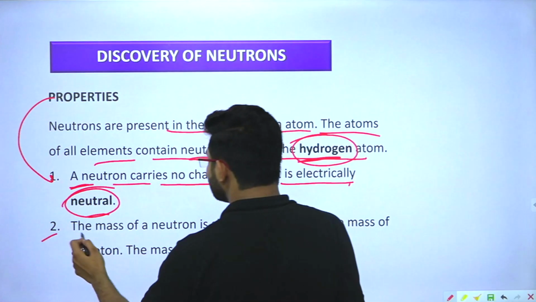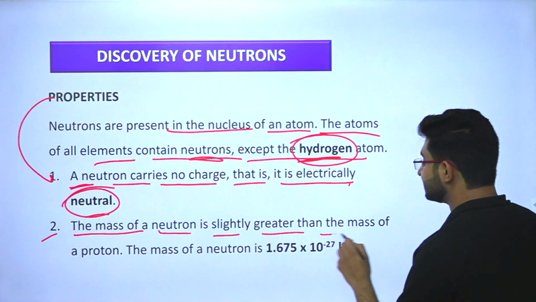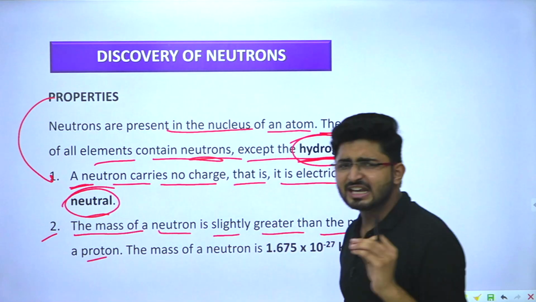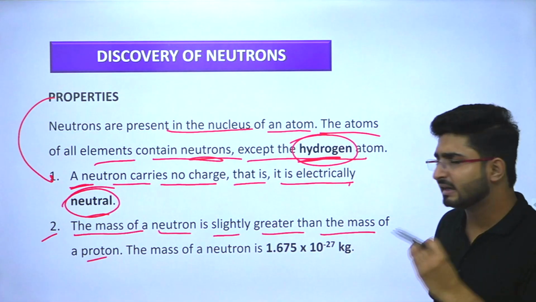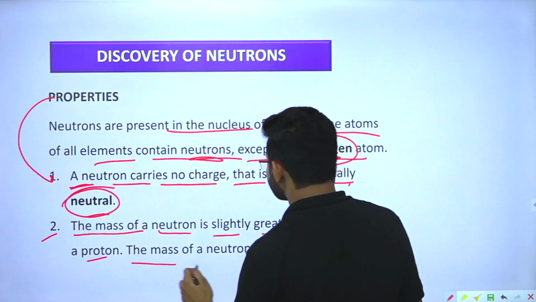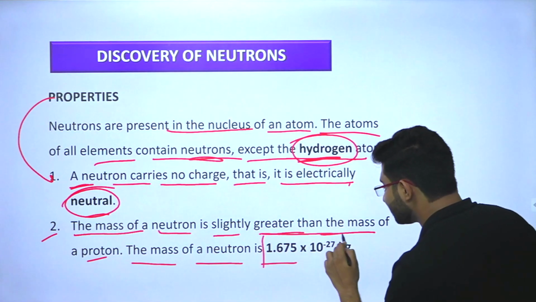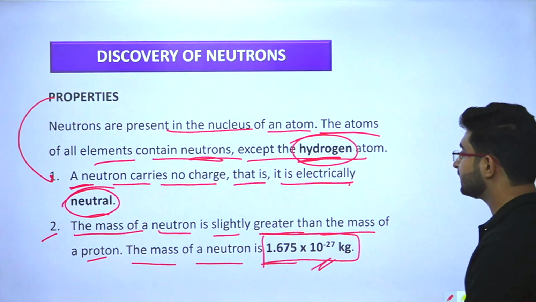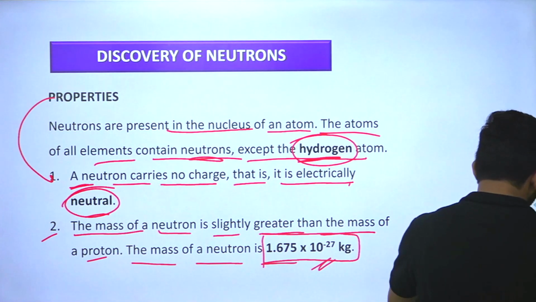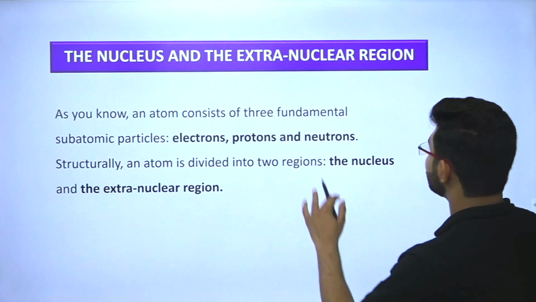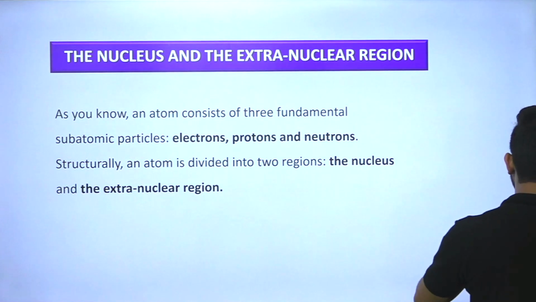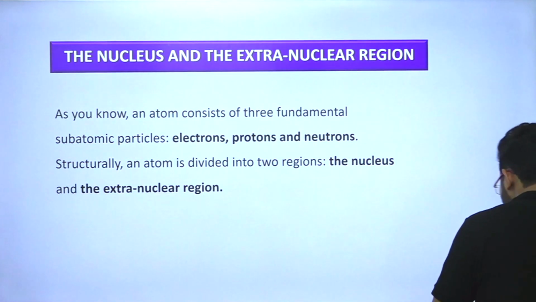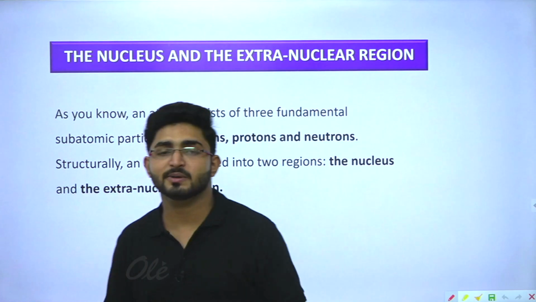The second thing is that the mass of a neutron is slightly greater than the mass of a proton, just a little bit greater. The mass of a neutron is 1.675 into 10 to the power minus 27 kg. You have to just consider it. Now, moving further, we are going to study the nucleus and the extranuclear part. Till now, we have studied electrons, protons, neutrons, their properties as well as their discoveries.